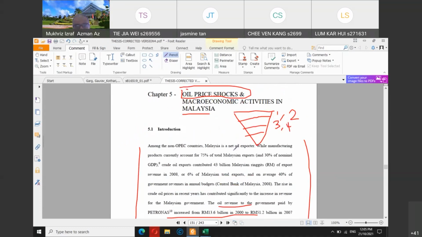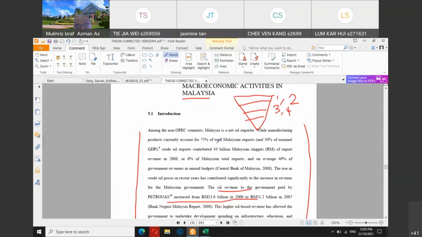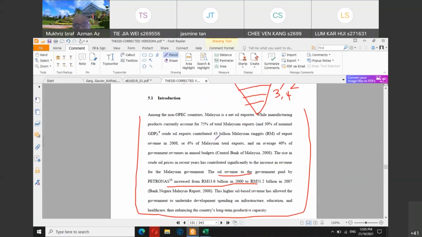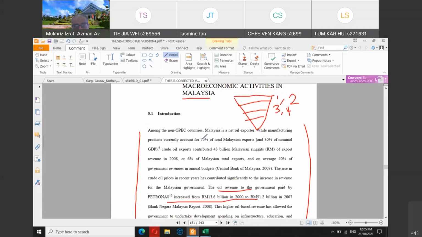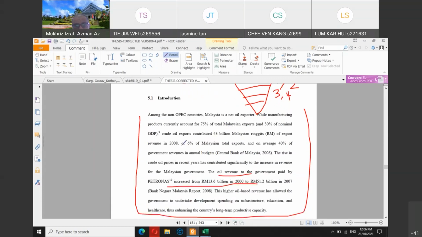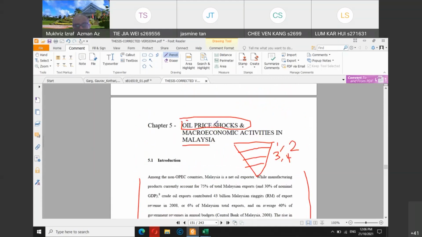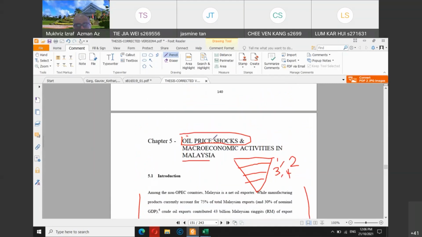Then we can know how an oil price increase or decrease will affect Malaysia, because Malaysia depends a lot on the oil industry. So any changes in the oil price will have a direct impact on the Malaysian economy because of our strong dependency on the oil sector. So this is just about the oil industry in Malaysia. There is nothing to do with the oil price shocks yet, so I did not touch on this issue yet.